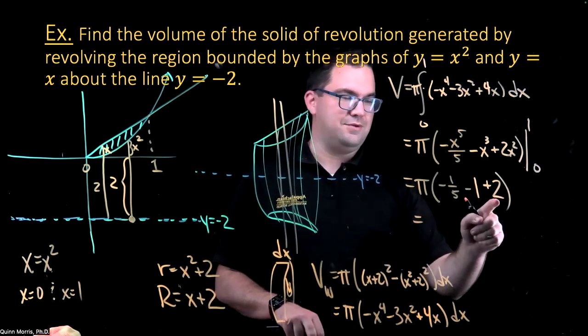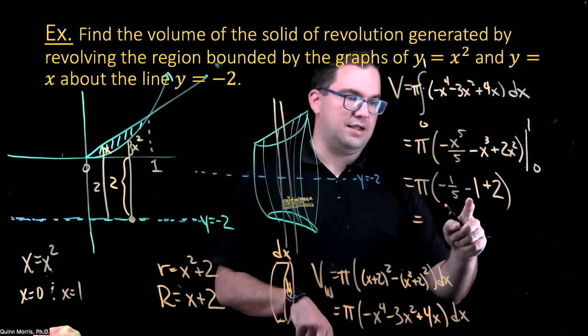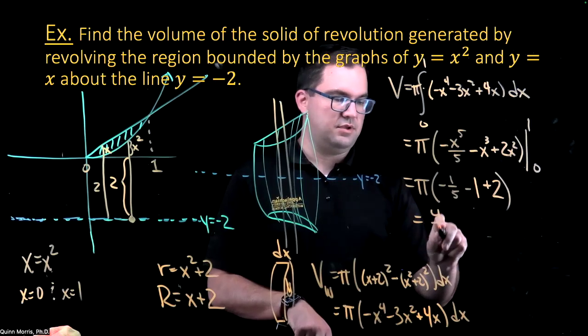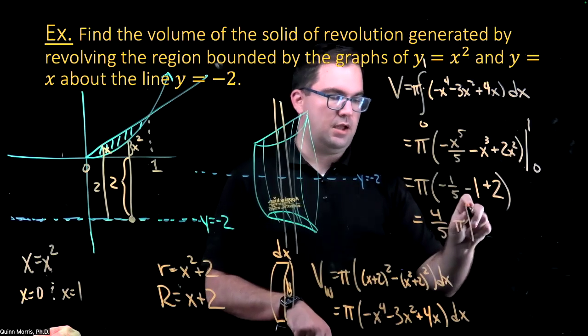And so now what do we get? We get 2 plus negative 1. That gives me 1 minus a fifth. That gives me 4/5 times pi.